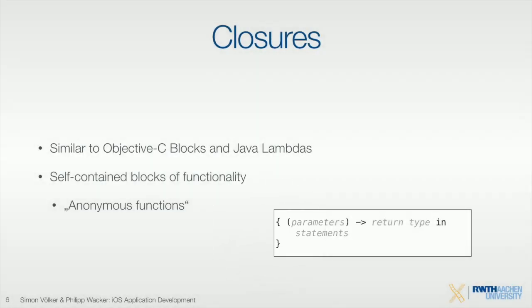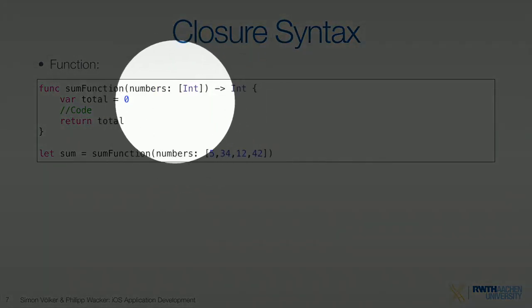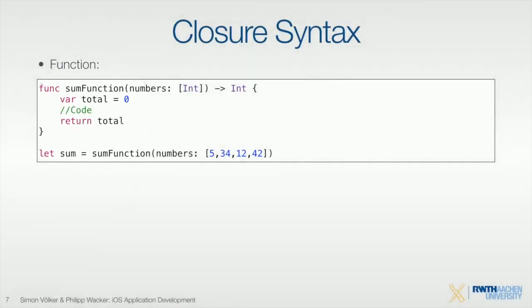And then you have the keyword in to separate the definition of your closure from the code, from the statements that you make. So best look at an example for that. Here we have a function that sums up over an array. It's not implemented here, but it takes an array of integers, you have your total, the code that sums those up, and then I return that total.